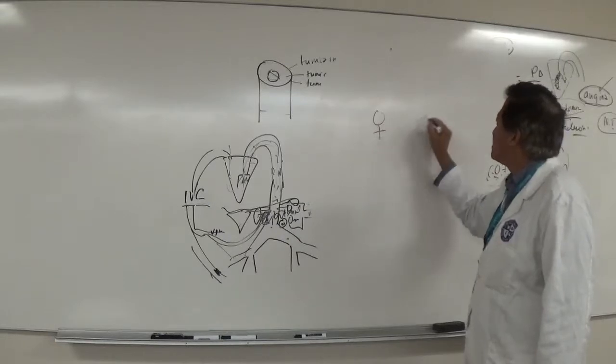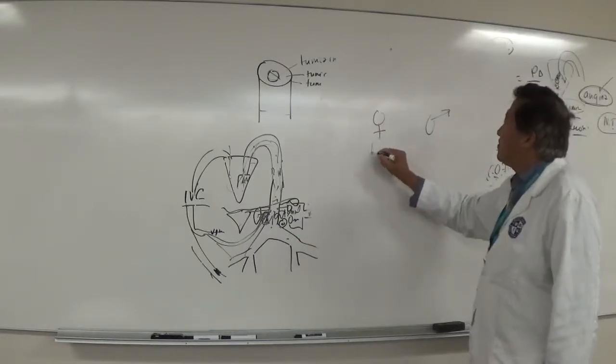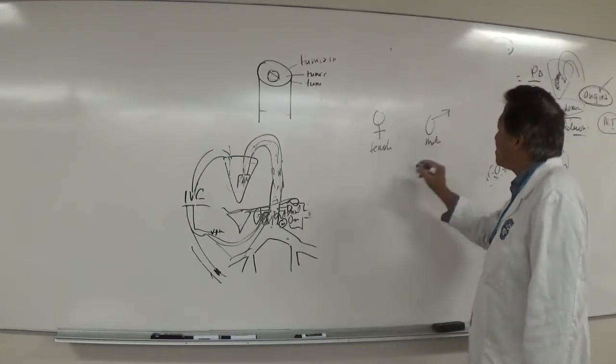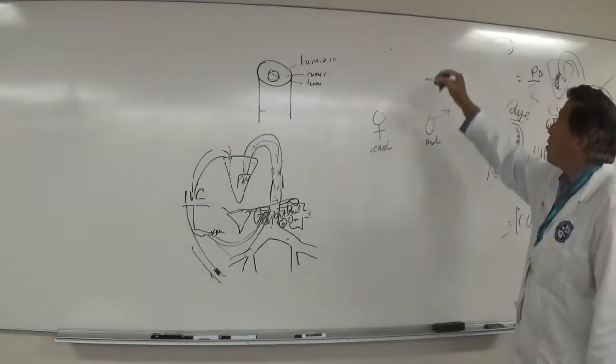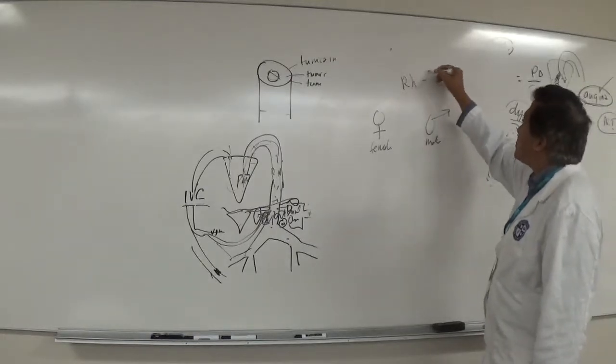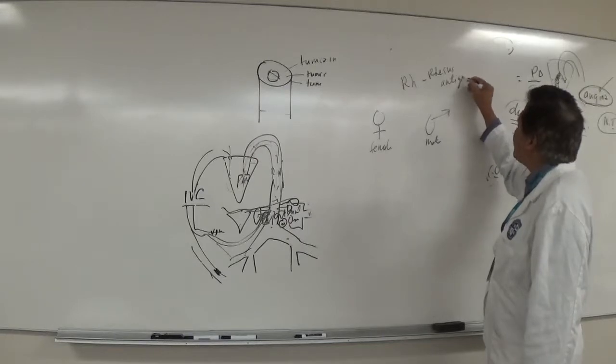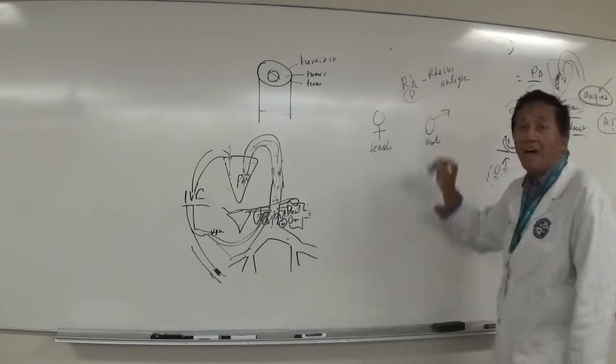Female, male. Female, of course, the mother. Male, father. It has to do with the word RH, which means what? Rhesus. Antigen. What's another name for these? D antigen.